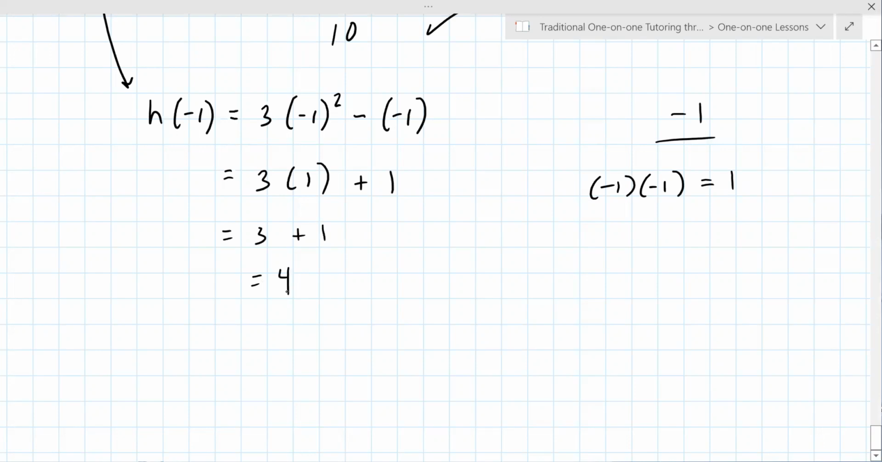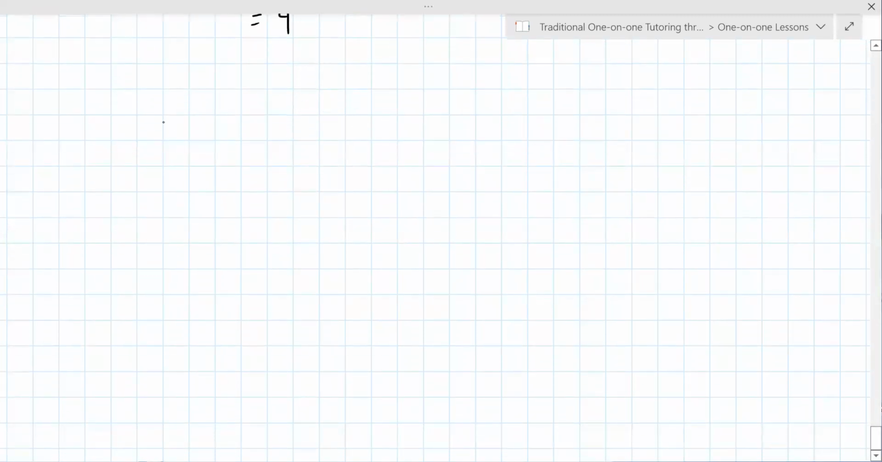Now I have no way to know if this is going to be on there. I'm just throwing out problems that I think might be helpful to you. Let's just do one more of these. Let me change this up a little bit. Let's go f of x equals x minus x squared, and let's find f of -3.